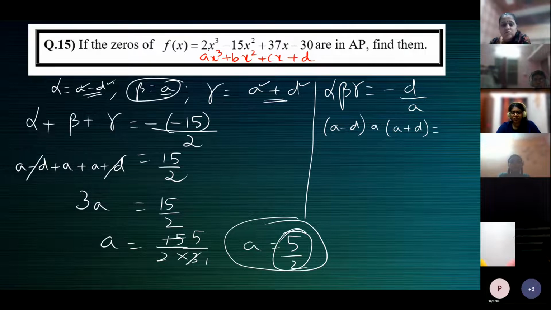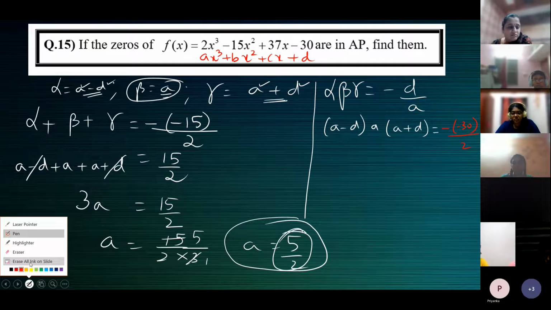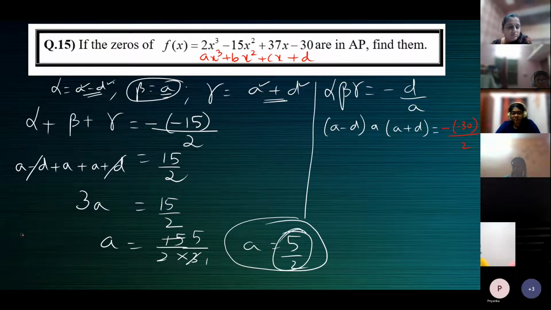The value of a is 2. The value of b is minus 15. c is 37 and d is minus 30. Yes. So what is minus d by a? Minus 30 by a. Yeah, so a minus d into a plus d, the product of the zeros is equal to 15.